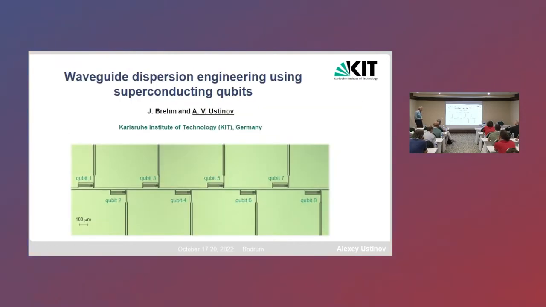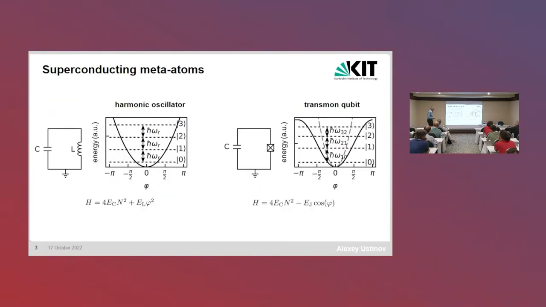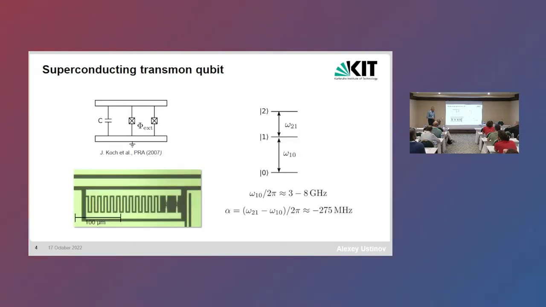So a superconducting qubit is a nonlinear system. In particular, a transmon qubit is a weakly nonlinear system, and one can operate this nonlinear resonator in a two-level fashion by driving the transition between zero and one levels. The transmon qubits have been used over the last almost 20 years, a bit less. 2007 was when the name was invented in the Yale group, 15 years.